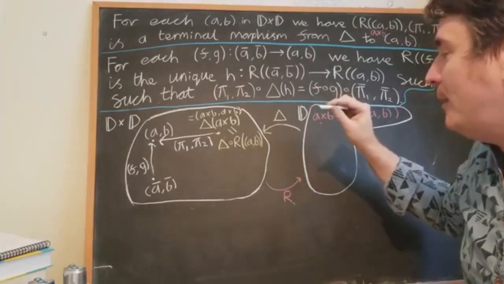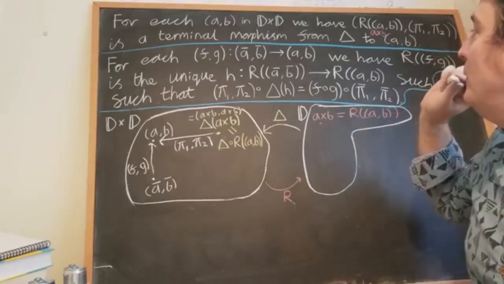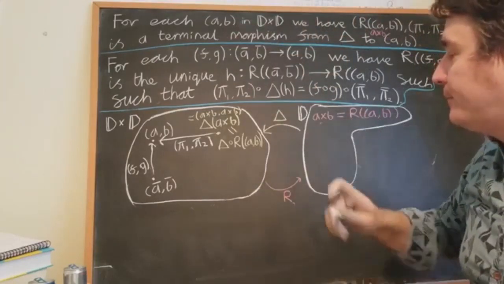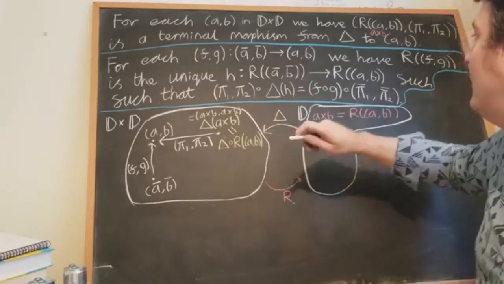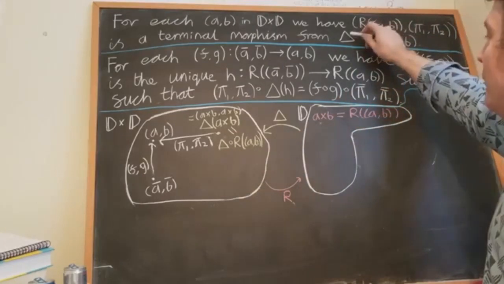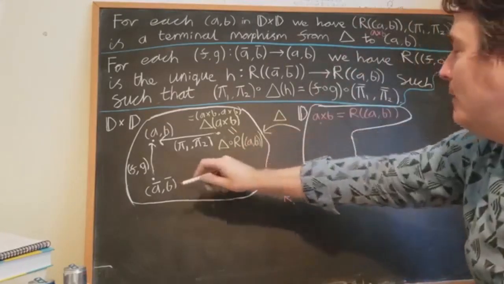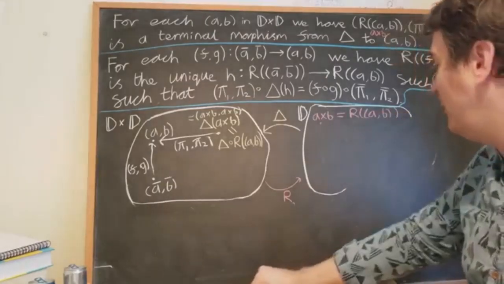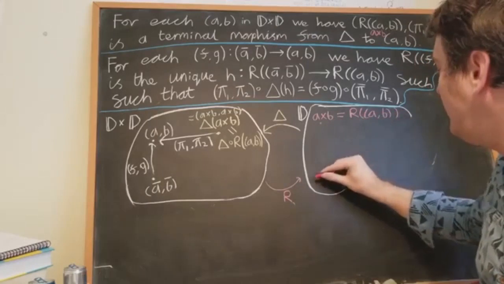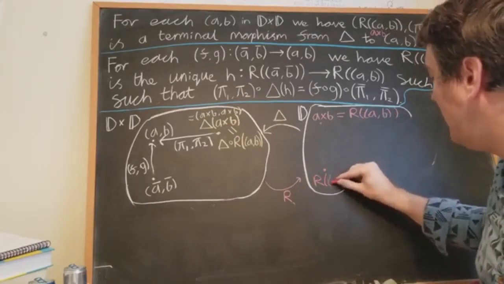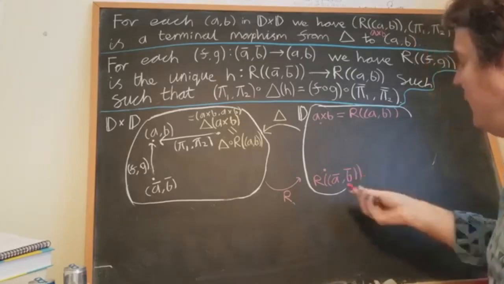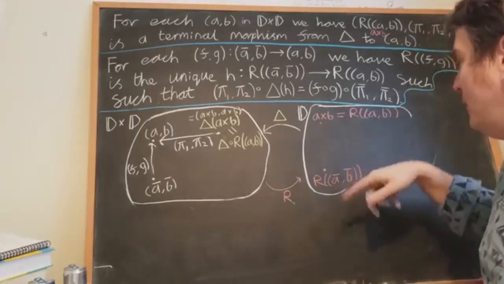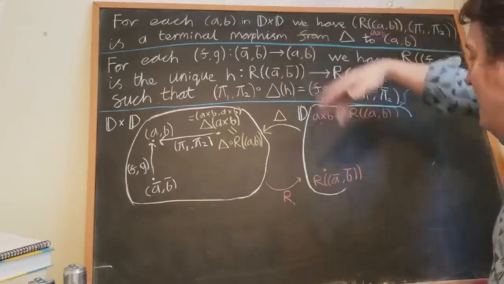Well, the first step is that we're going to use this kind of terminal morphism thing again. So there's going to be a terminal morphism from our diagonal functor delta to A bar, B bar. What's that going to look like? Well, that's going to be an object in this category D that we can call R of A bar, B bar. We could also just call it A bar times B bar because it's going to be the categorical product of A bar and B bar. But let's just call it that for now, because this is fitting with this notation.